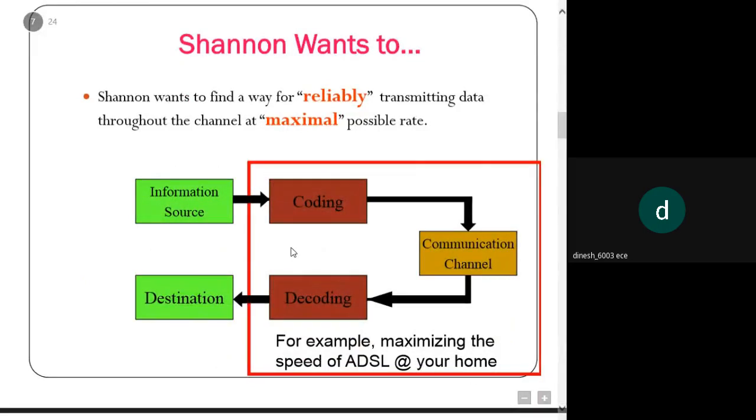So what did Shannon want to do? He wanted to find an appropriate, optimal, and maximum possible rate of communication. For example, if I am sending 100 symbols of information, at the receiver I should receive 100 symbols of information. That is what the maximal possible rate is. And the channel which we are using for this should be reliable.